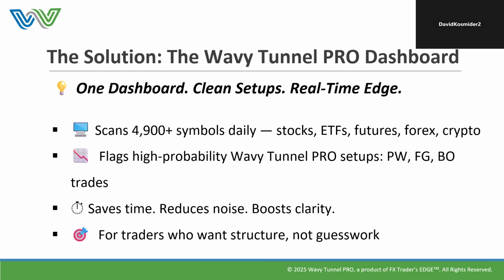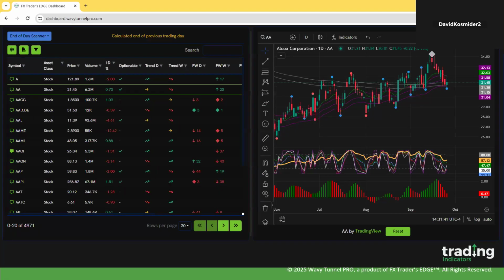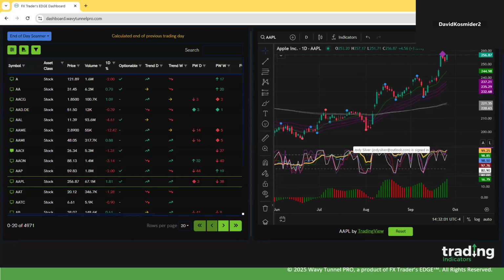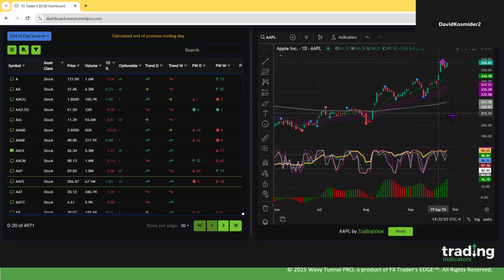So now let me show you what it looks like in action. I'm going to show you the dashboard. Here we go. So on the right, we have a chart. Let's put up Apple, one that you know. Okay. And here's the Wavy Tunnel Pro setup. Okay, we have the semaphores, and then we have the bungees, and we have the awesome oscillator.